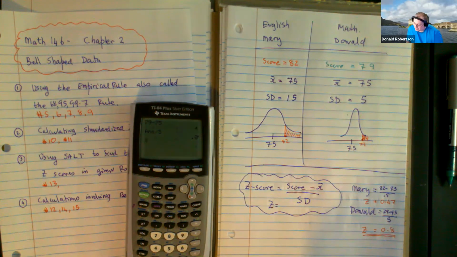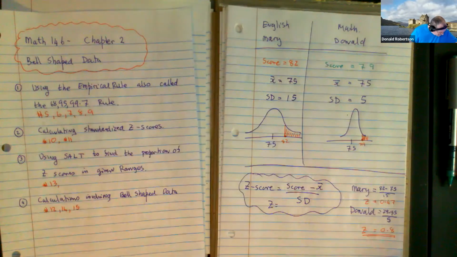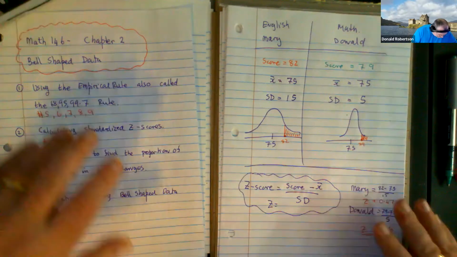So do you see that if you want to compare two things, don't you have to have some way of taking out the differences in averages that sometimes can happen and the differences in how spread out the data is? And so that's the reason that we use them.